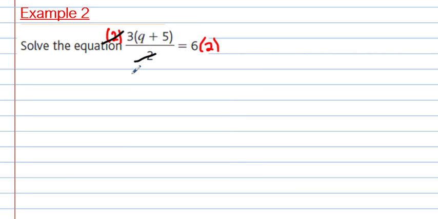Okay, so we now have 3q plus, because we are multiplying the bracket by 3, and 3 times 5 is 15, plus 15 equals 6 times 2, which is 12. And then we will solve this equation as we do a normal equation. So press the pause button and give it a go.